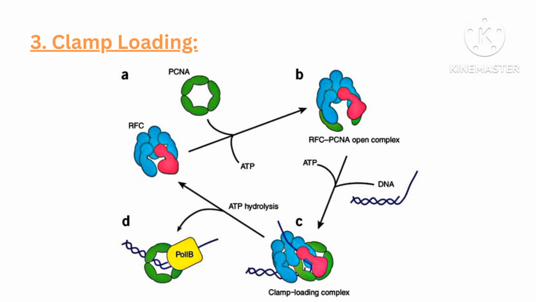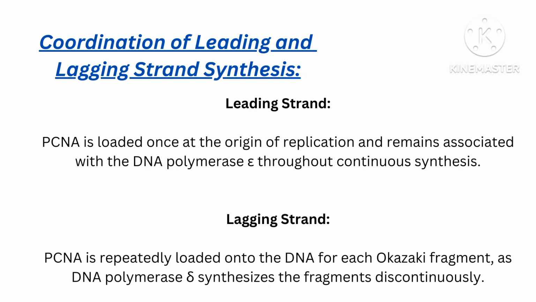Step 5 is ATP hydrolysis. RFC hydrolyzes ATP, leading to its dissociation from PCNA and the DNA strand. This step locks PCNA onto the DNA and releases the RFC clamp loader. Step 6 is DNA polymerase recruitment. DNA polymerases delta and epsilon recognize and bind to PCNA, initiating or resuming DNA synthesis.